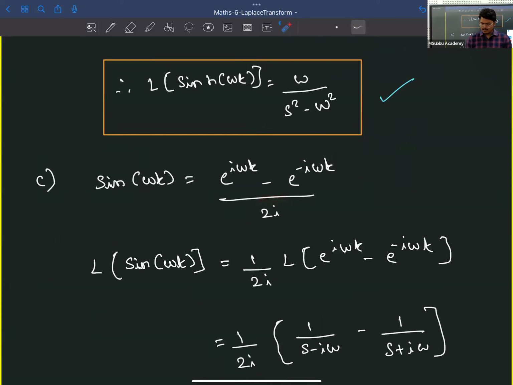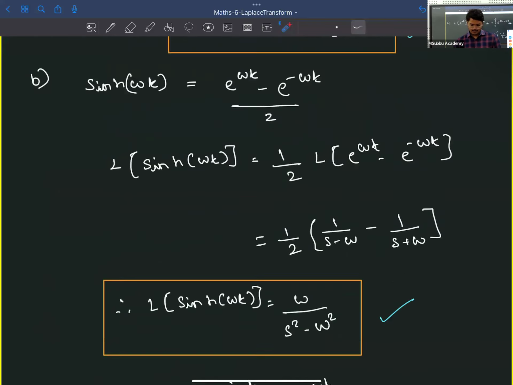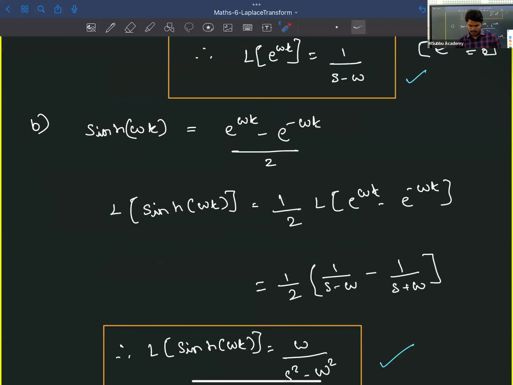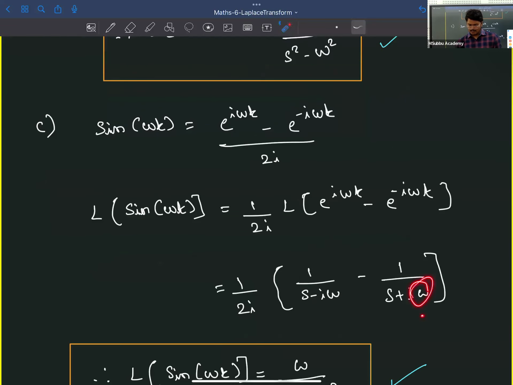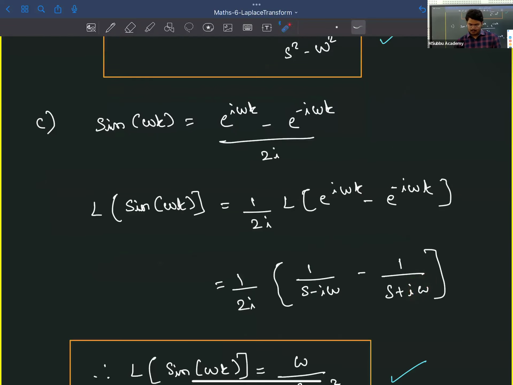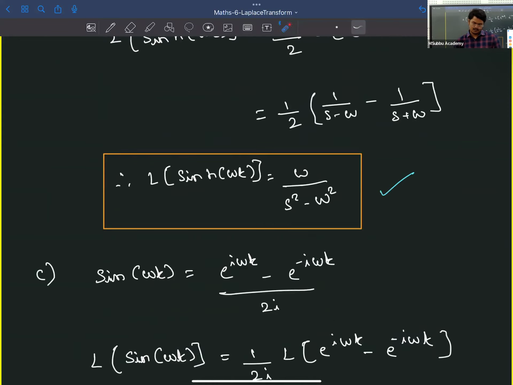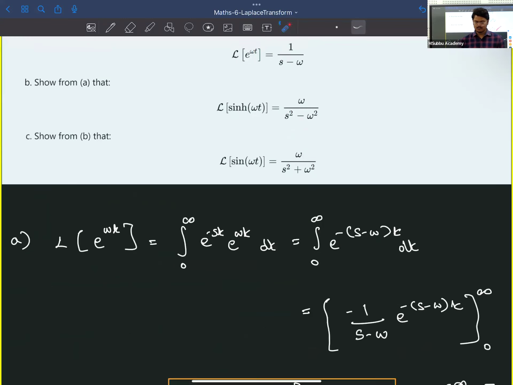So 1 by 2i is constant, it will come outside. So the Laplace transform of e power i omega t is nothing but, just take this i omega as s and some term. So directly, instead of omega here, you'll have i omega. Similarly here also you'll have i omega. Again take the LCM and solve. You'll get the numerator as 2i omega. So that 2i and 2i get cancelled. So you'll have omega by s square plus omega square. So this is also proved.